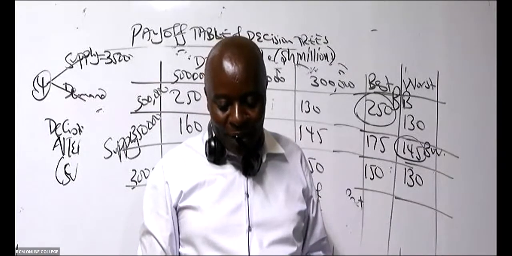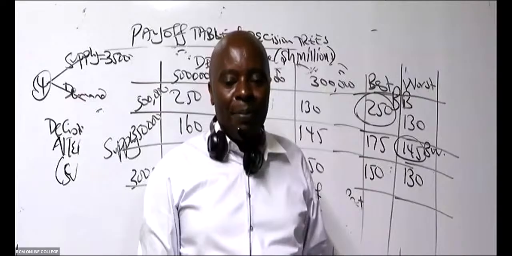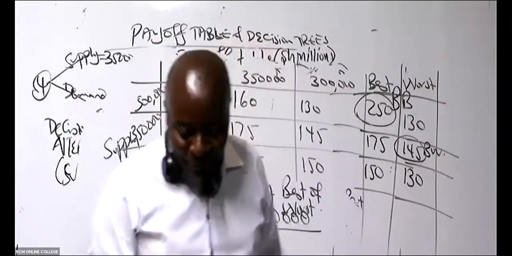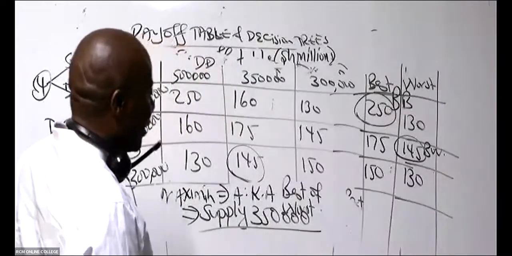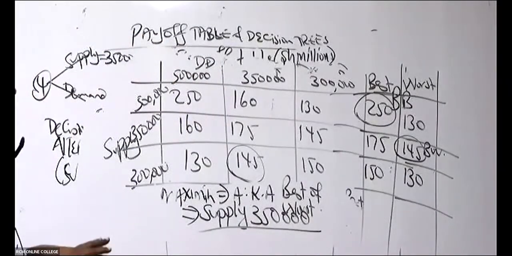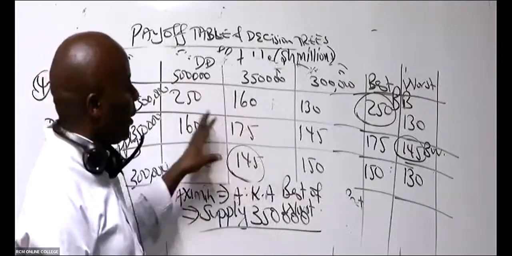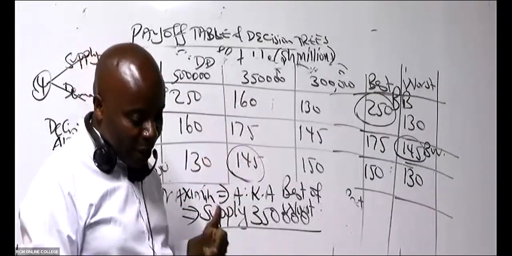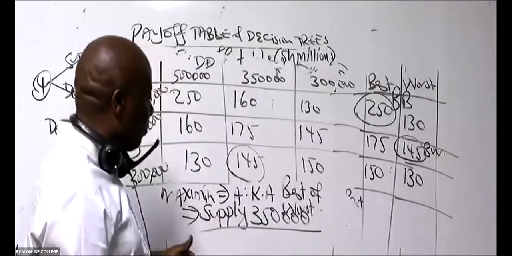Yeah, Mr. Cheng is asking a very, very important question. How about, in this case here, minimax? Minimax will need an opportunity cost table. There is an opportunity cost or opportunity loss table that I'll be able to do in my next class.